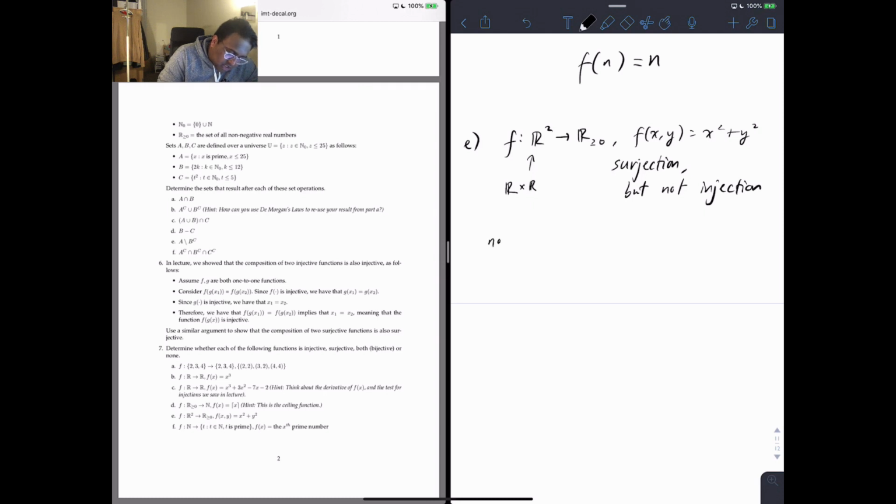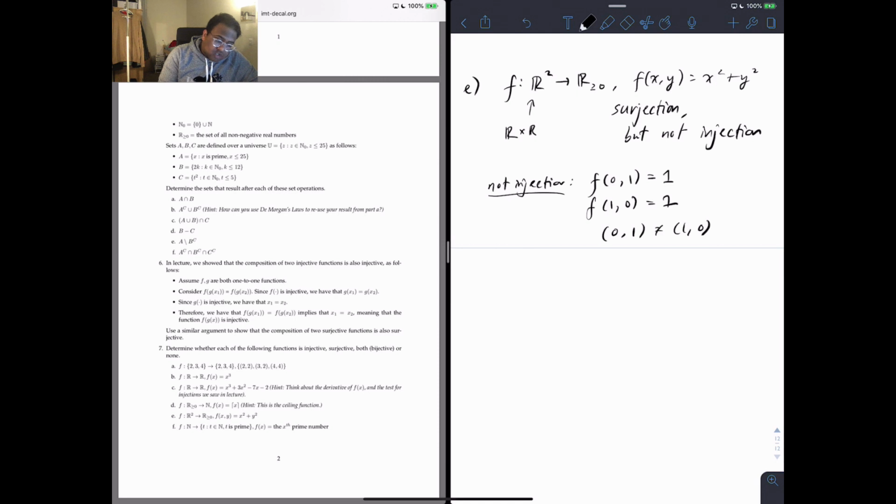Why is it not an injection? Well, because I can easily find two different inputs that map to the same output. For example, f of (0, 1) gives me the output 1 because it's just 0 squared plus 1 squared. And f of (1, 0) also gives me the output 1 because it's 1 squared plus 0 squared. But last time I checked, (0, 1) and (1, 0) don't look like the same point. So it's not an injection.